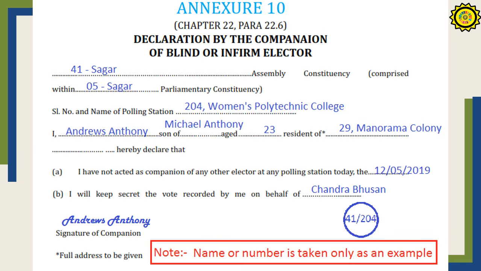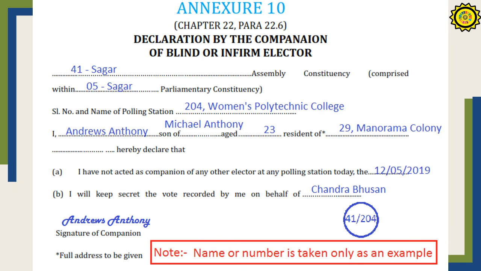If PO is satisfied that an elector is unable to recognize the symbol on the ballot paper affixed on the ballot unit due to blindness, or is unable to record his vote by pressing the appropriate button thereon without assistance due to some physical infirmity, PO shall permit that elector under Rule 49N to take with him a companion of not less than 18 years of age to the voting compartment for recording the vote on his behalf and in accordance with his wishes. No person shall be permitted to act as a companion of more than one elector at any polling station on the same day.